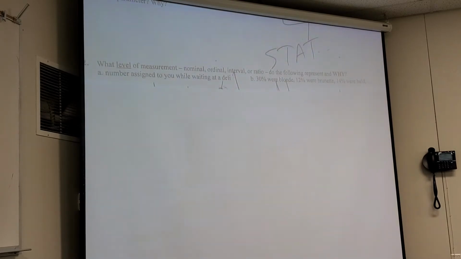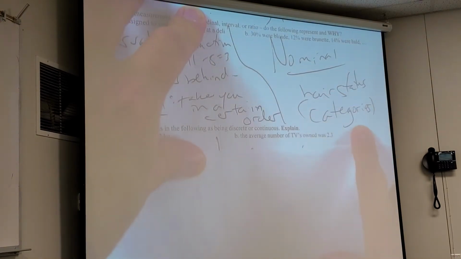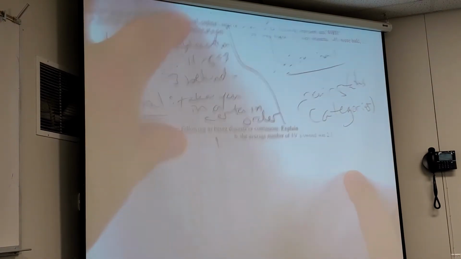First off, it's not ratio just because I see percentages. The percentages aren't the data. The data is hair color, and that's why it's nominal. It's hair status, is what I call it. It's a category. You guys see that?